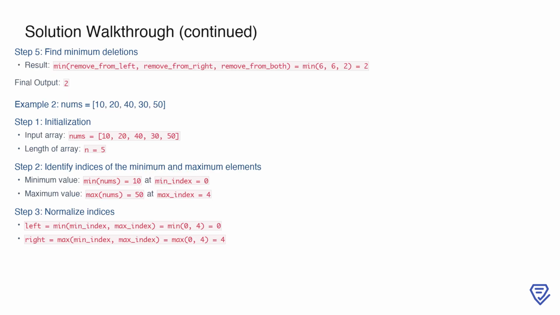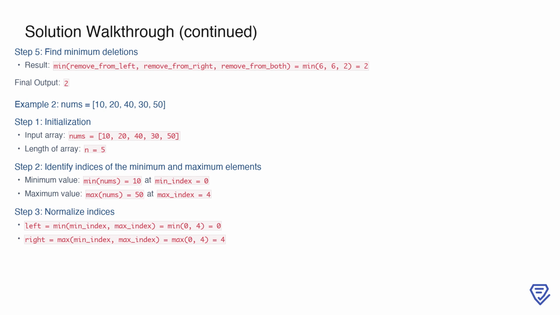The next step is to determine the minimum number of deletions needed. We compare the results from the three strategies we calculated earlier. Removing from the left gives us 6 deletions, removing from the right also requires 6 deletions, and removing from both ends only requires 2 deletions. The minimum of these values is 2, which becomes our final output for this example.